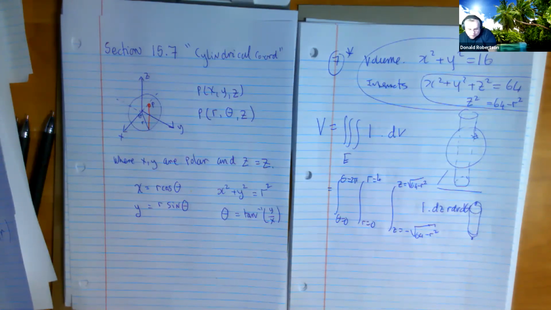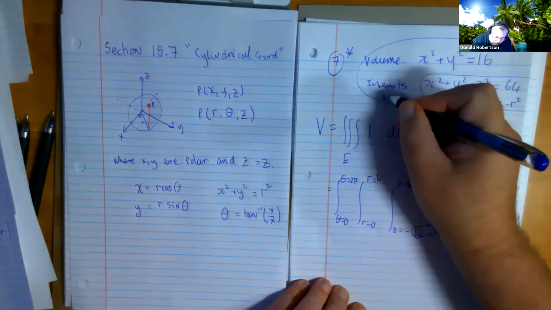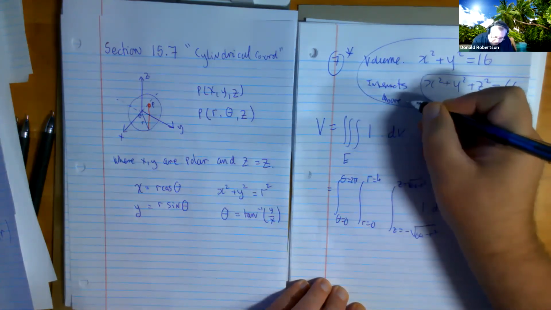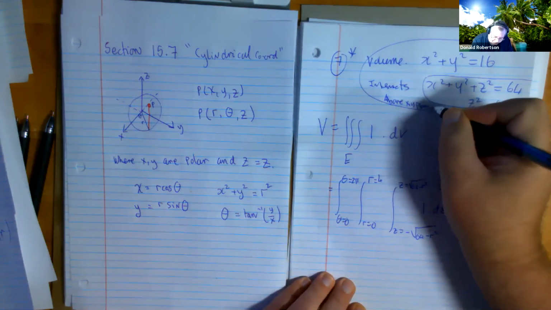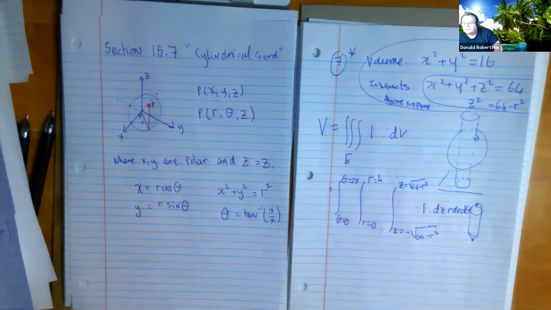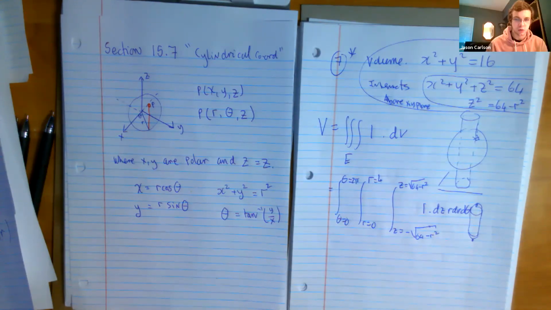Suppose they had added one more constriction or restraint. Suppose they said it was above the xy plane. That and that wouldn't change. How would this adapt? The lower bound would be 0.